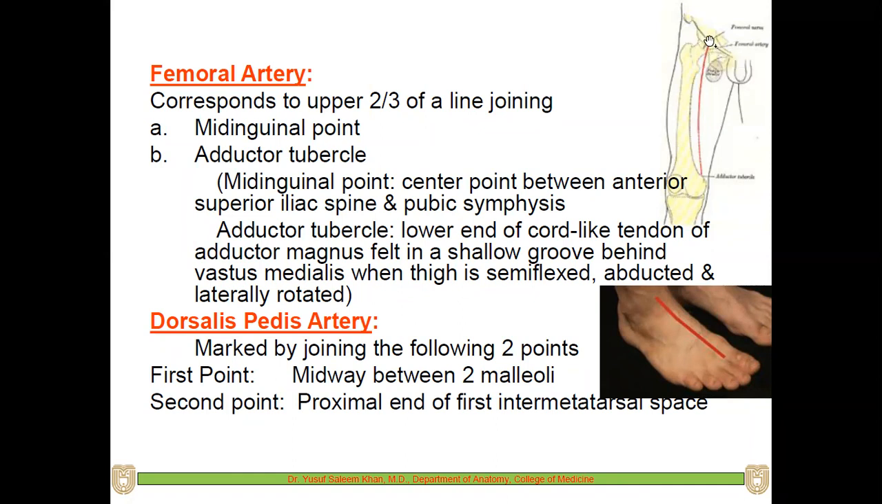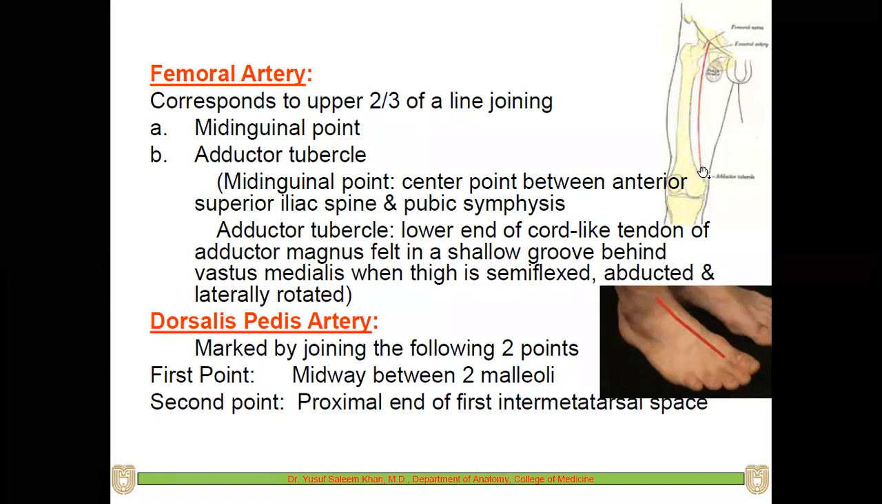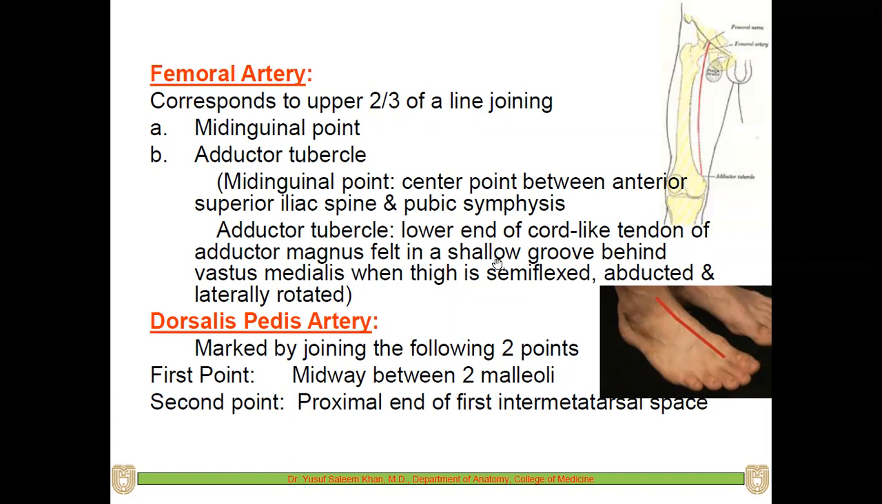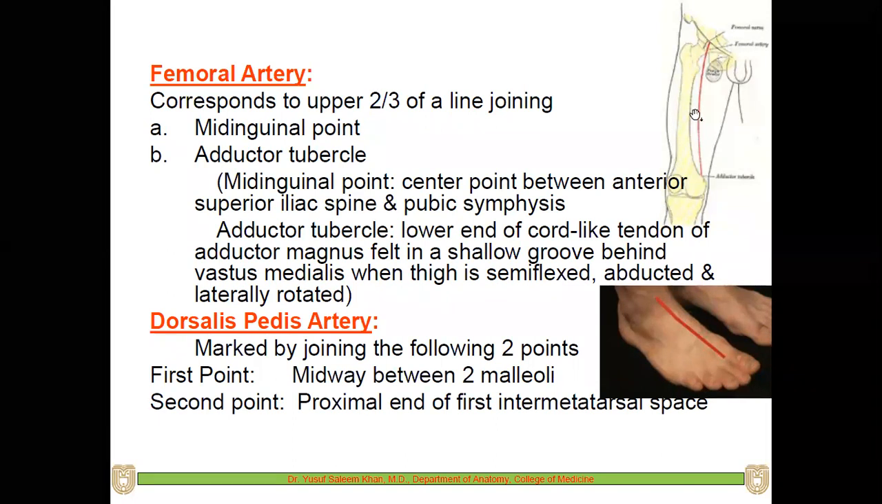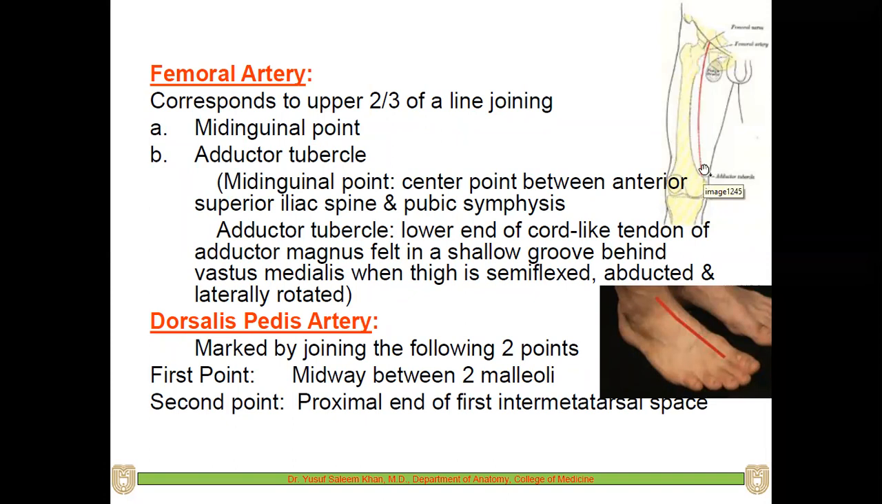So this is the beginning, the first point, and the second point is the adductor tubercle. The adductor tubercle is the lower end of the tendon of the adductor magnus, felt in a shallow groove behind the vastus medialis when the thigh is semiflexed, abducted and laterally rotated. If you want to feel it in a live person, then the thigh should be semiflexed, abducted and laterally rotated. Then you can feel a bony projection here. So if you connect these two points, then it becomes the femoral artery.